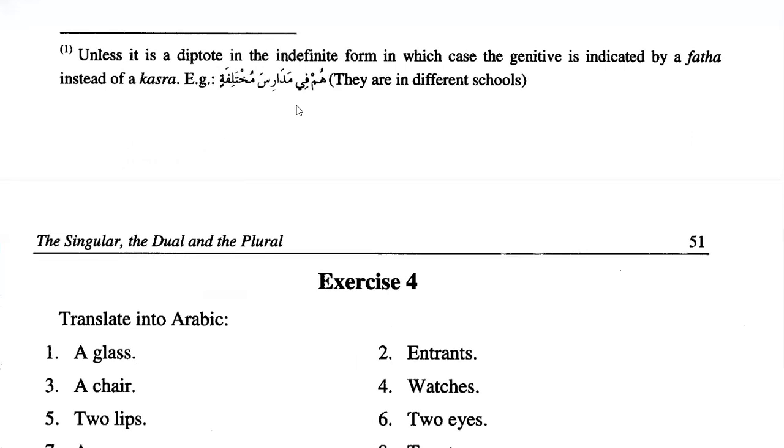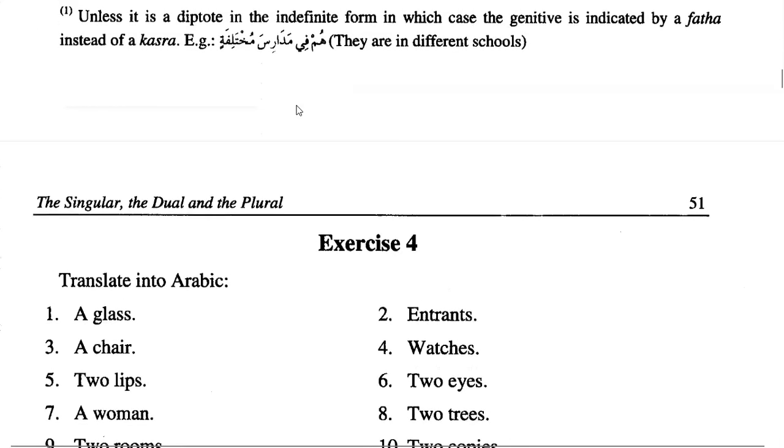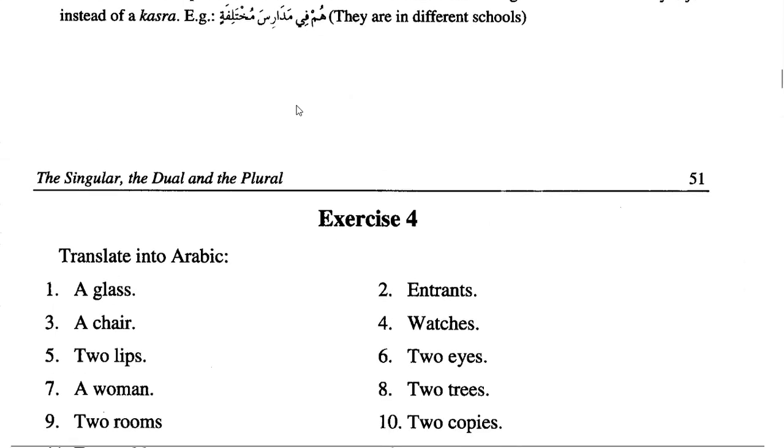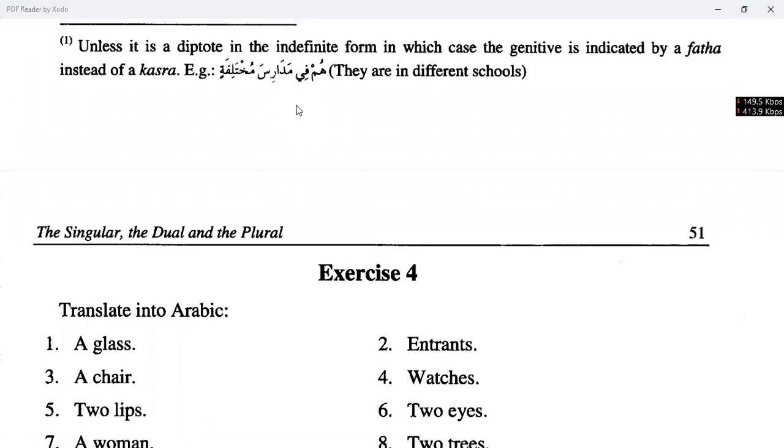The broken plural is different, just like any other singular noun, unless it is in the indefinite form, in which case the genitive is indicated by a fatha instead of kasra, e.g. hum fi madarisa. Hum fi madarisa.